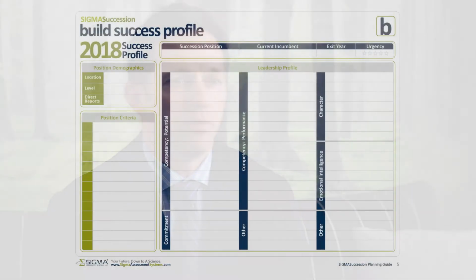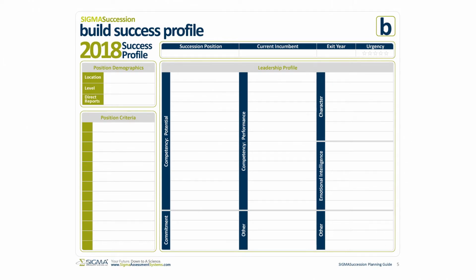So building the success profile itself, in terms of the steps, it's a relatively simple process. What we want to do from a pure logistics standpoint is for each success profile, we'd want the position, the individual in the position, their planned exit year if we know, and it's actually a great excuse to have the conversation with the incumbent if you haven't already. And the urgency, which is obviously really closely related to that exit date.